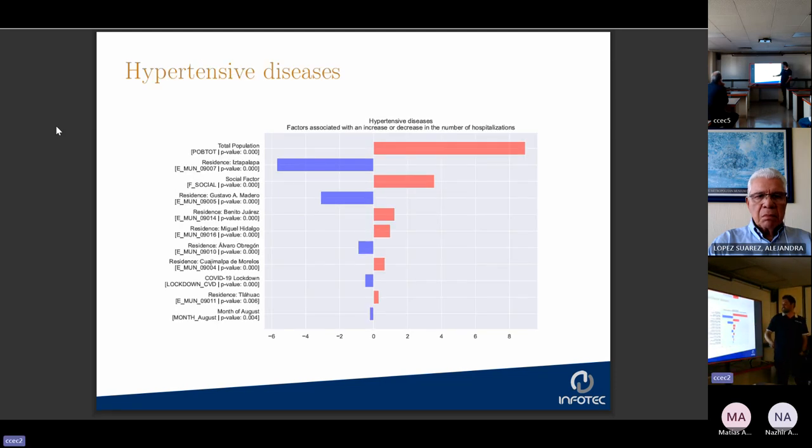For hypertensive disease, again, the total population is the most important variable, but in this case, the social factor is almost half of the effect of the total population. So it's a very important factor here in order to predict the number of hospitalizations. We also have a reduced number of hospitalizations due to the COVID lockdown.